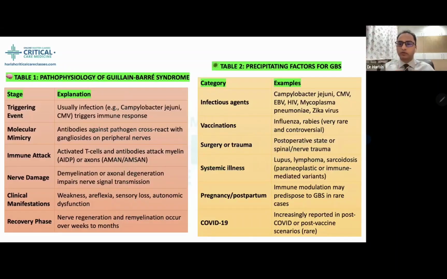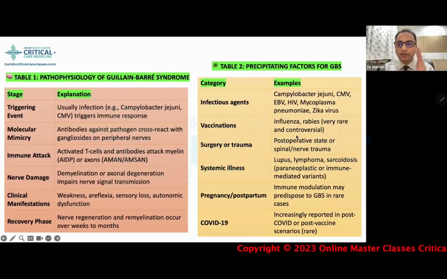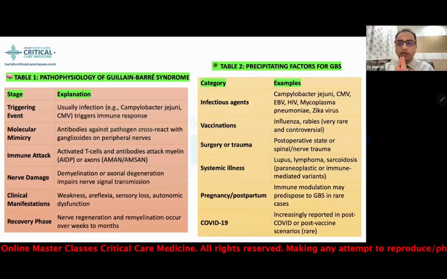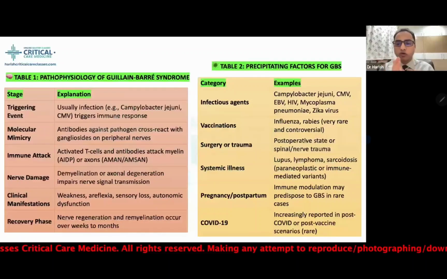So what are the precipitating factors? Just go through this table. It may be infectious causes like Campylobacter jejuni, CMV, EBV, HIV, mycoplasma, Zika virus. Vaccination, particularly influenza and rabies, though nowadays it is very rare and controversial. Most commonly the influenza vaccine. Then post-surgery or trauma, so the post-operative state or spinal nerve trauma.